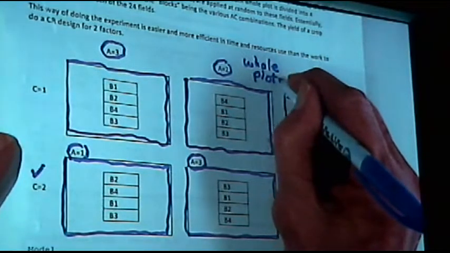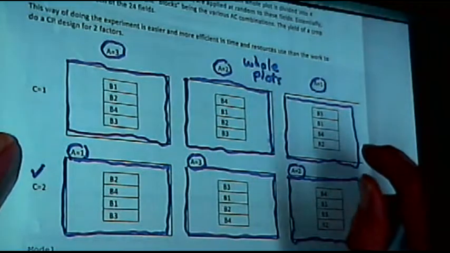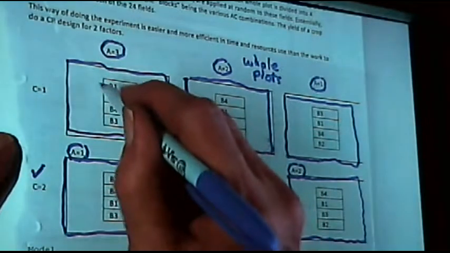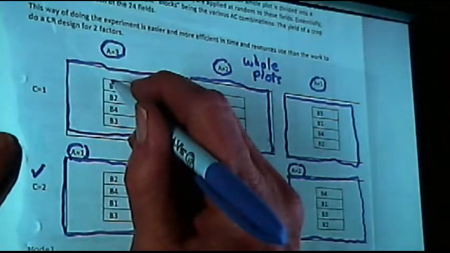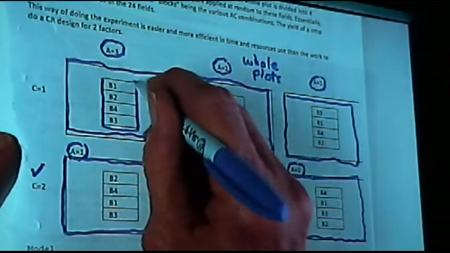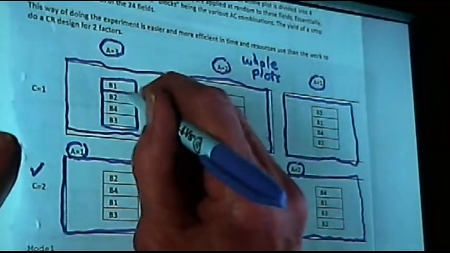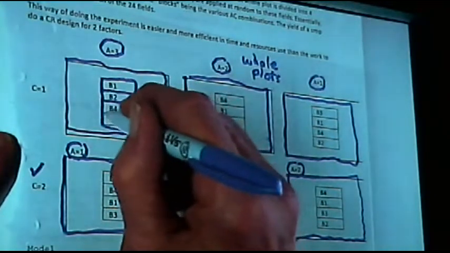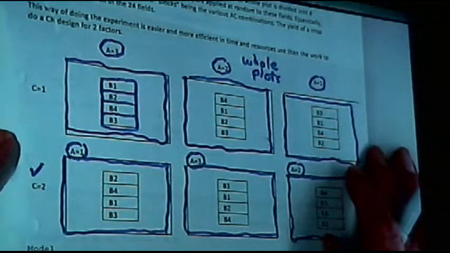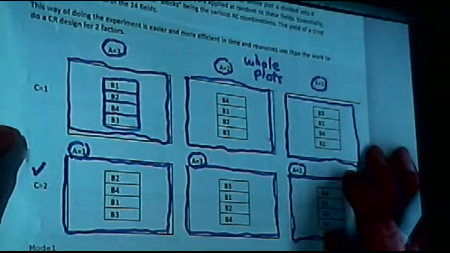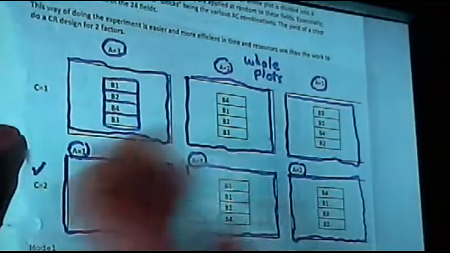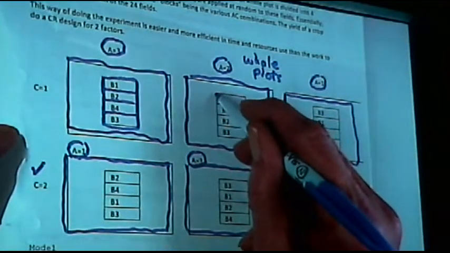Because then the experiment continues. I've got to get factor B in the experiment somehow or other. So what I basically do is to say, for this plot of land, I'm going to, since I have 4 levels of factor B, I'm going to divide it up into 4 smaller plots of land. And I'm going to assign the values for factor B to those 4 portions. Then I'm going to move over to the next whole plot and do the same thing.